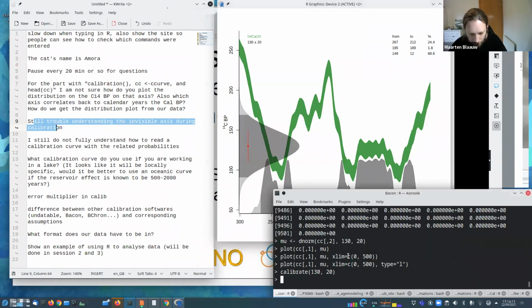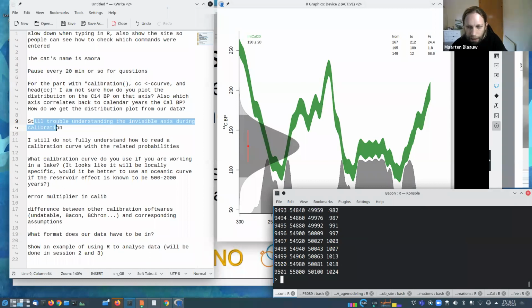So normally, if you have your calibration curve, in this case, it will print 9,500 values, but it's quite difficult to scroll through all of them. If you just want to look at some values, you can use head cc, as you said before, or the very opposite, tail, which shows you the 5 or 6 bottommost values. So I wouldn't worry about that message. It's okay.